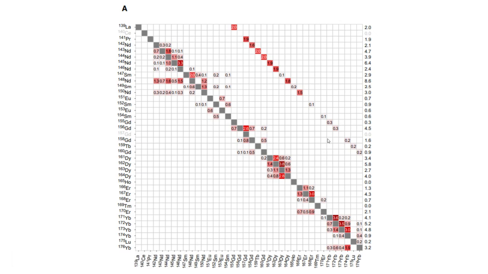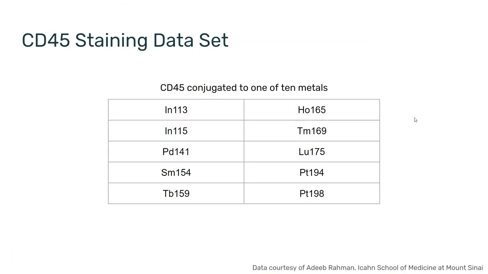I'm going to demonstrate spillover with a very nice dataset that was generated by Professor Adi Brahman at Icahn School of Medicine at Mount Sinai. In this dataset, a sample was split into 10 different tubes, and in every tube, CD45 was conjugated to one of 10 metals, ranging from a mass of 113 to 198.